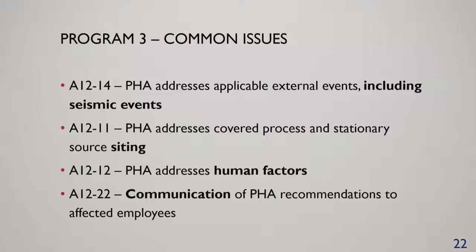The last 3 really are with regards to the Program 3 specific requirements of facility siting, human factors, and the last one is with regards to communication of PHA recommendations to affected personnel. With regards to the facility siting and human factors deficiencies, Contra Costa has developed a couple checklists for both facility siting and human factors, and we do encourage our facilities to use those checklists just as part of their PHA, whether they're doing a what-if checklist or a HAZOP, to include those checklists in there if they don't already have a method of evaluating those requirements.